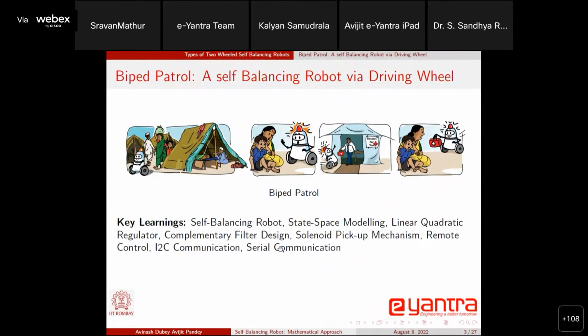So this was the first type of self-balancing robot, where the balance was done using the driving wheel itself, and this was introduced in our e-Yantra.